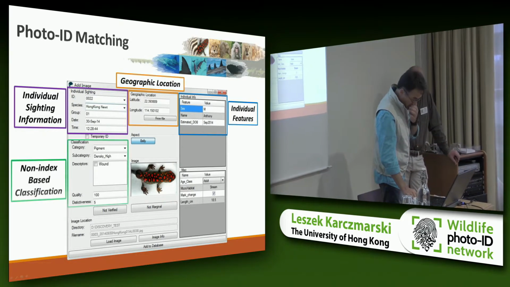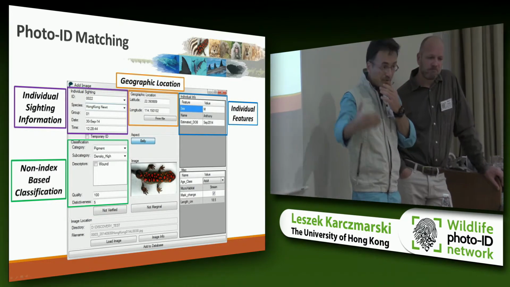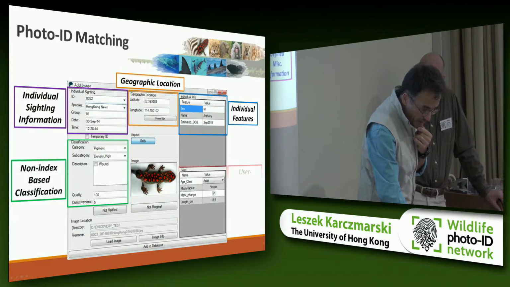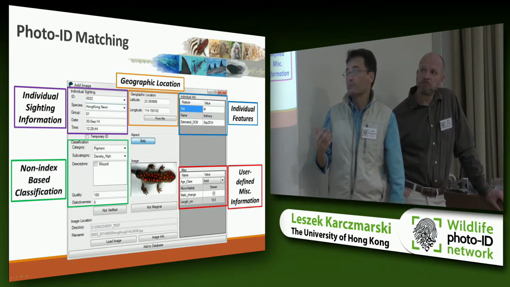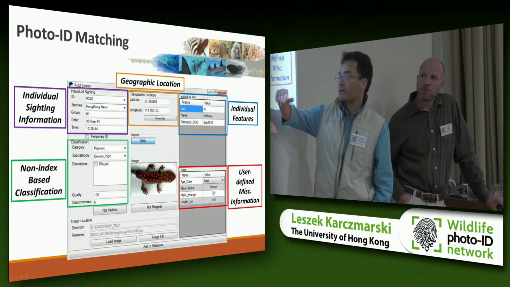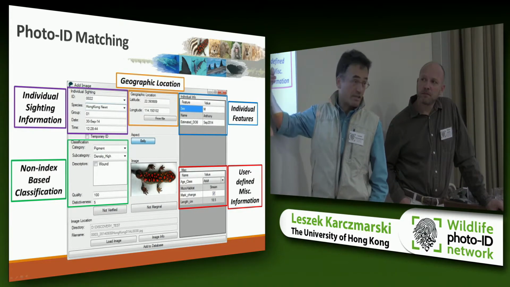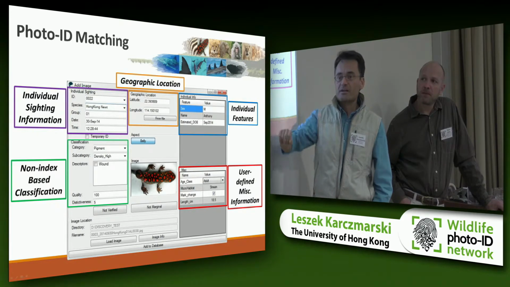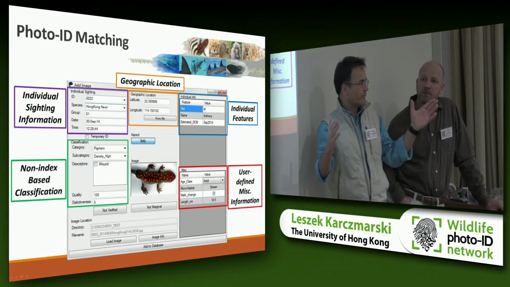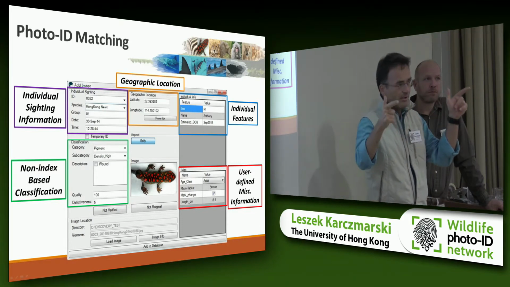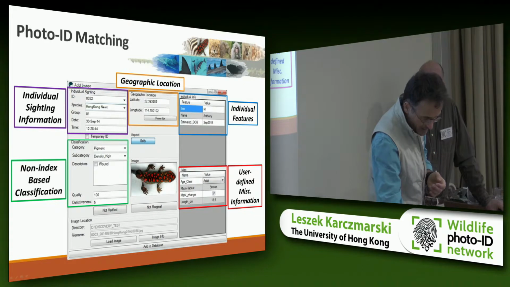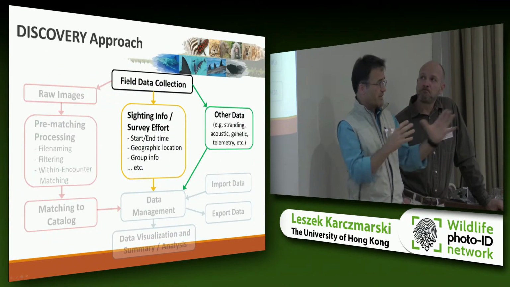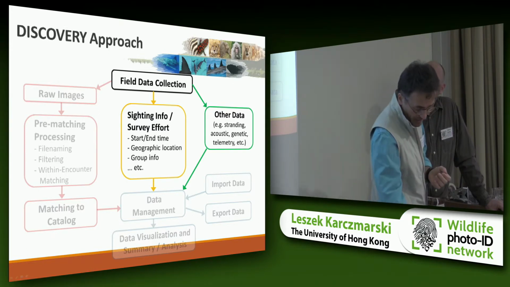And your user-defined non-indexed classification, as well as all the miscellaneous user-defined information, such as, for instance, your age class, which will be changing throughout the life history of the individual, your potential mark change, growth. If you work with small enough critters, they can measure how much they increase in their size and so on. So this will be all the pre-matching and matching procedures, and then we go to sighting information.